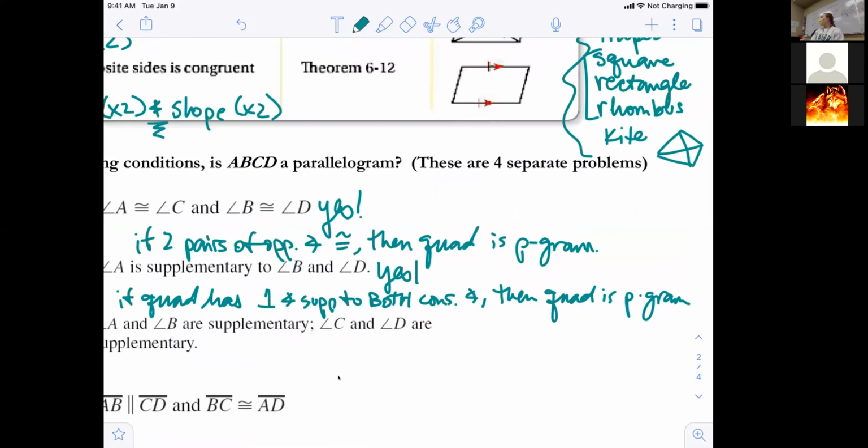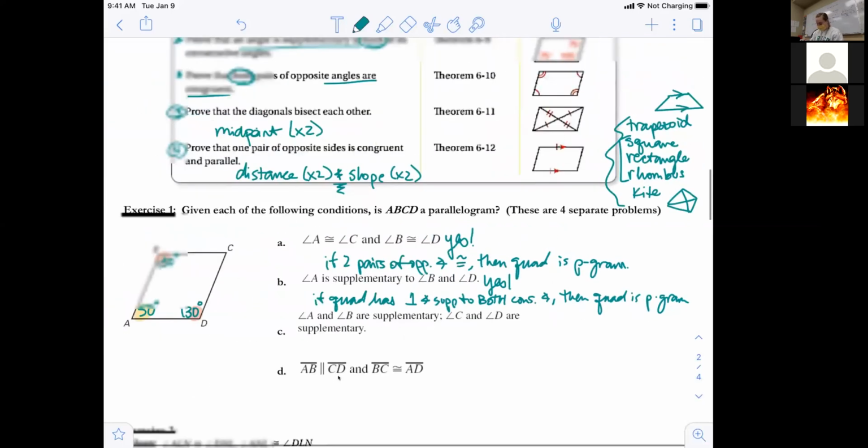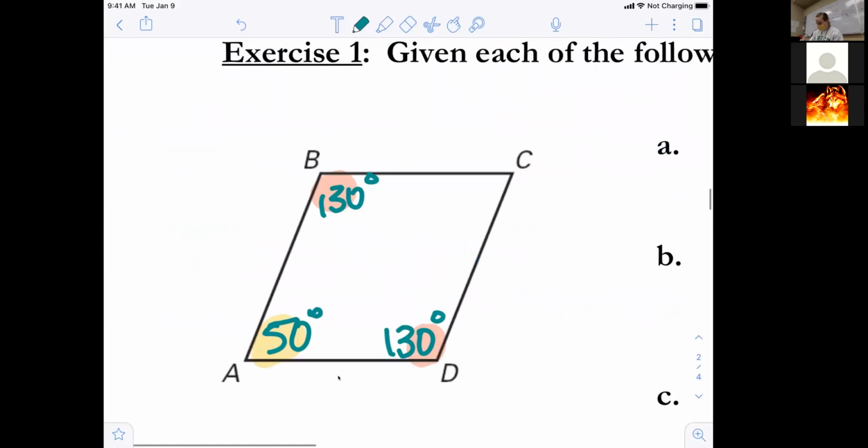Okay. Let's pretend letter B didn't exist. Let's look at letter C. Angle A and B are supplementary. Angle C and D are supplementary. Think about that. So angle A and B are supplementary, so I'm going to pretend those are 130 and 50. And then it said semicolon, C and D are supplementary. Caleb, what are you thinking? No. I agree with you. Why do you think no?